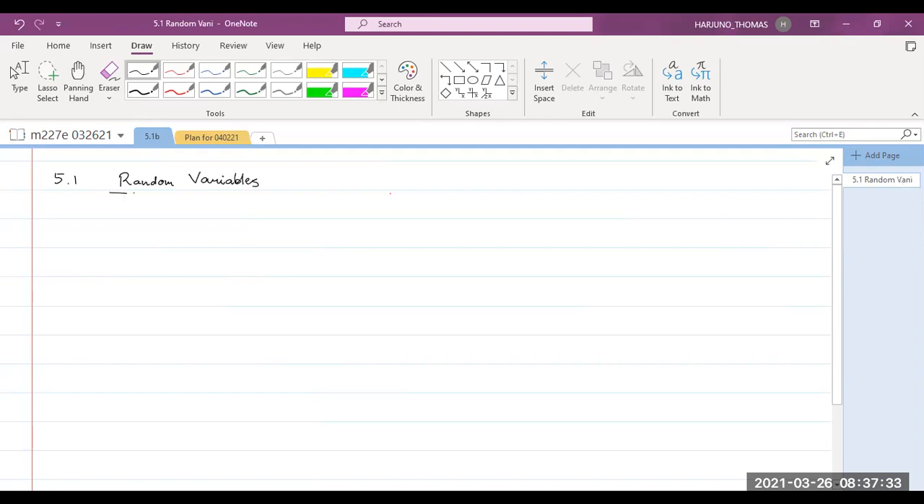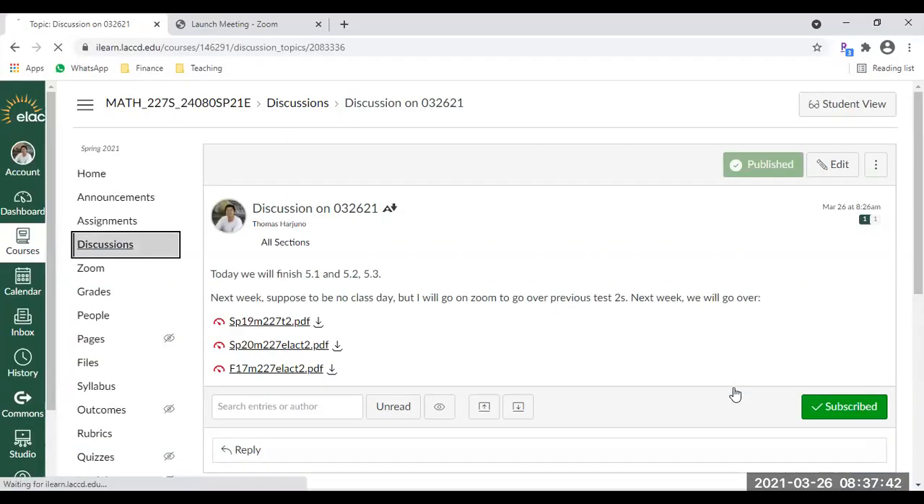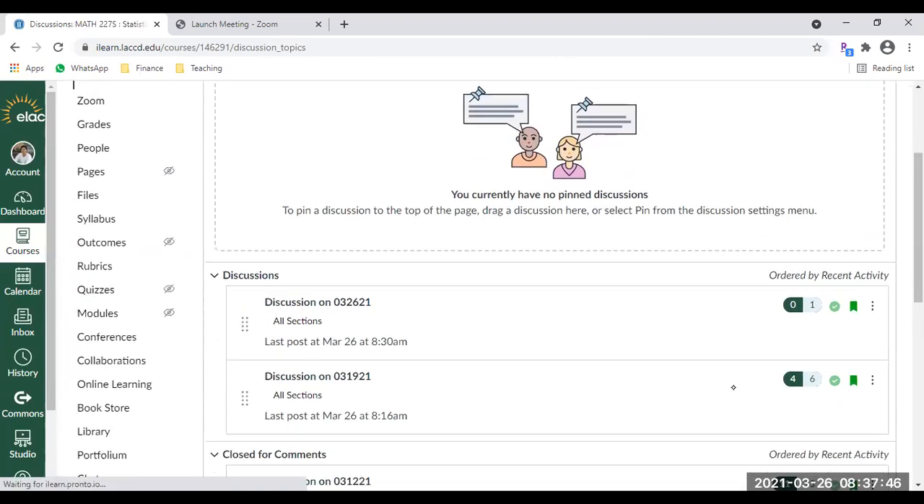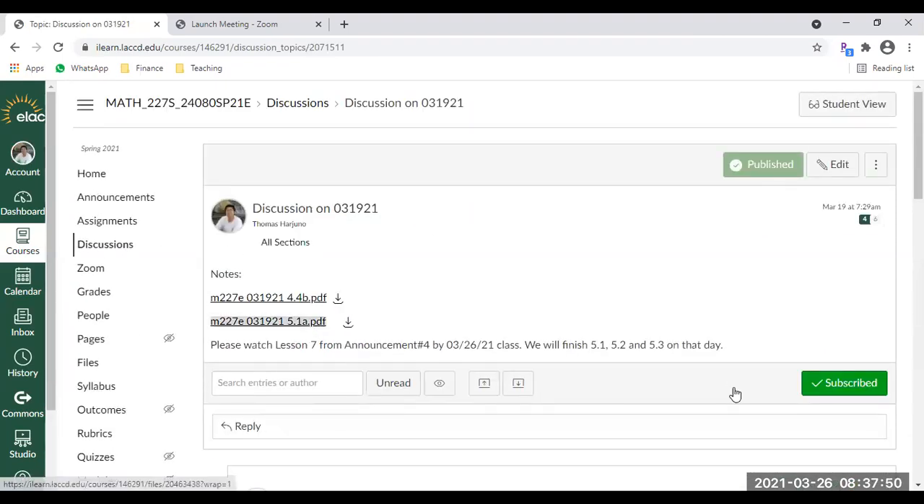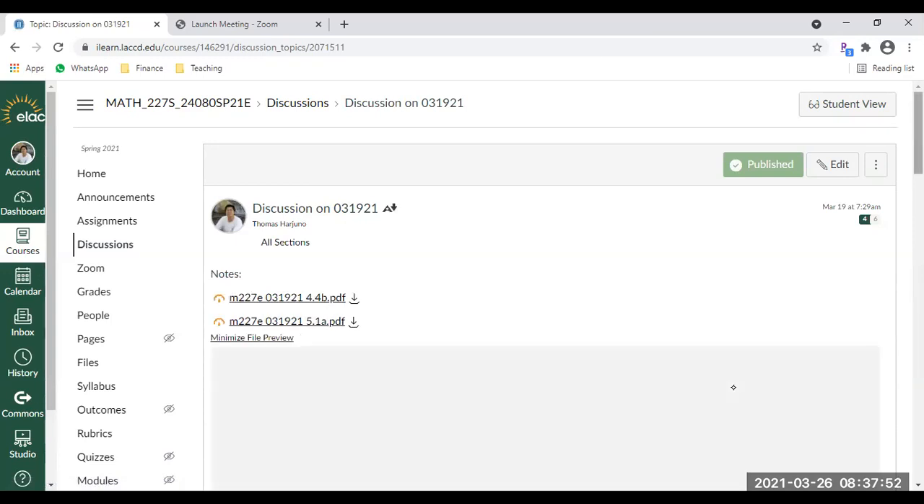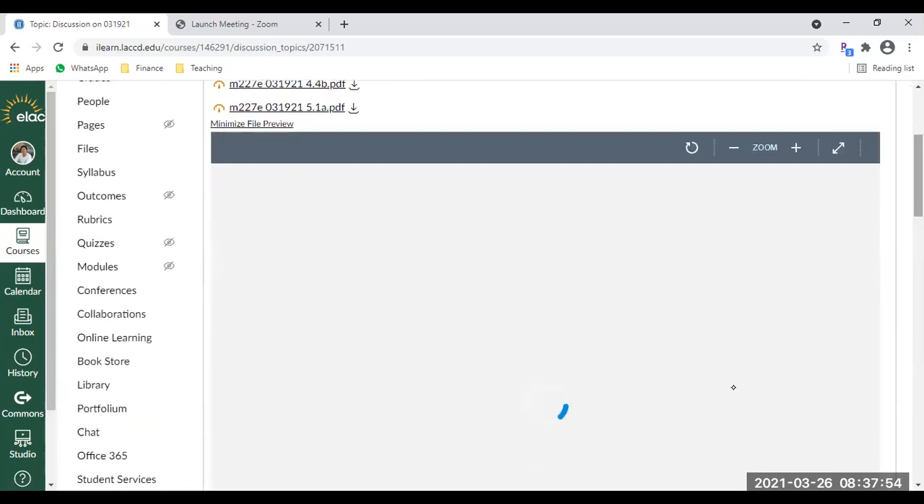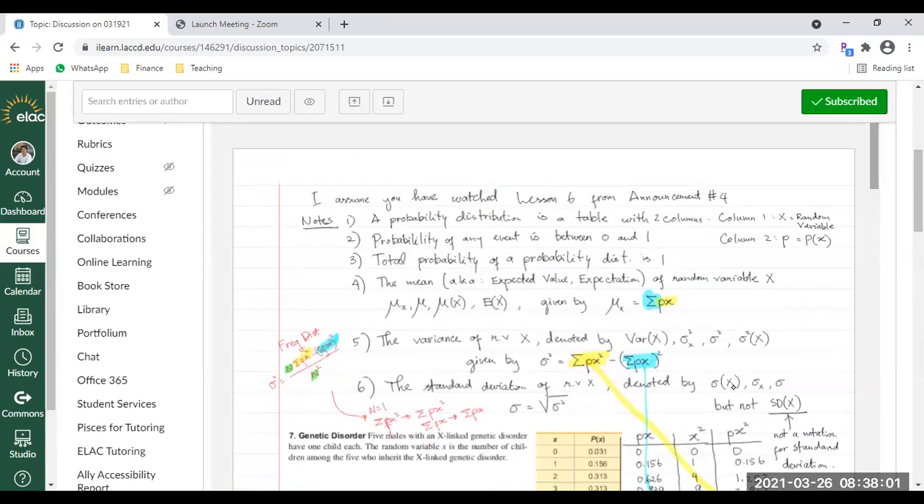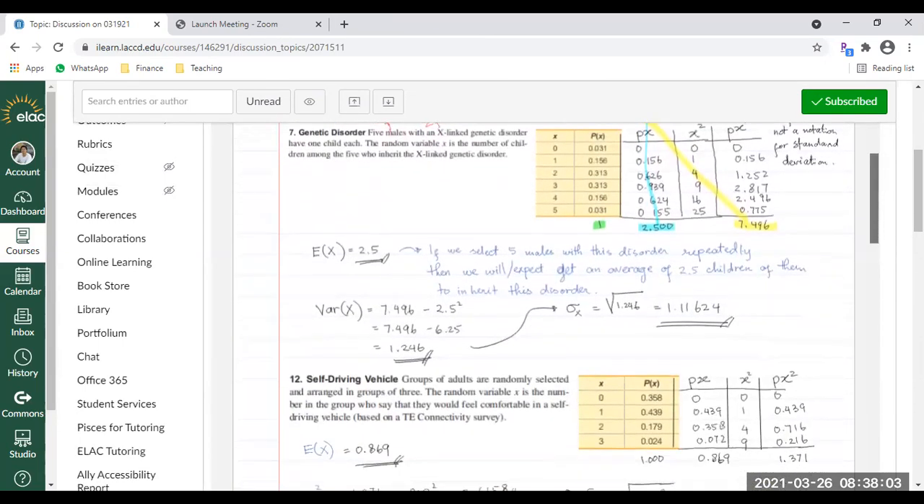And we went over some material from last week. Let's see what we went over last week. I go to the discussion board for last week. And we went over the definition of random variable, computing the mean and standard deviation from a probability distribution, right?